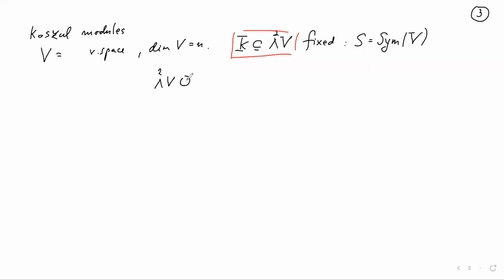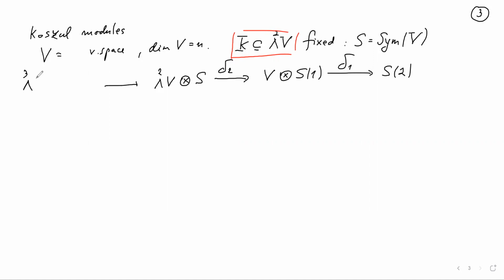So I look at wedge 2V tensor S. Here is V tensor S shifted by 1. And here is S shifted by 2. So there are the differentials here. This is differential delta 1, delta 2. And then I have here wedge 3V tensor S shifted by -1. So this is delta 3. Now the point here is that I have shifted; usually the Koszul complex is wedge 3V tensor S shifted by -3. So I have here a shift by 2 in the Koszul complex for some reason, but that's all.